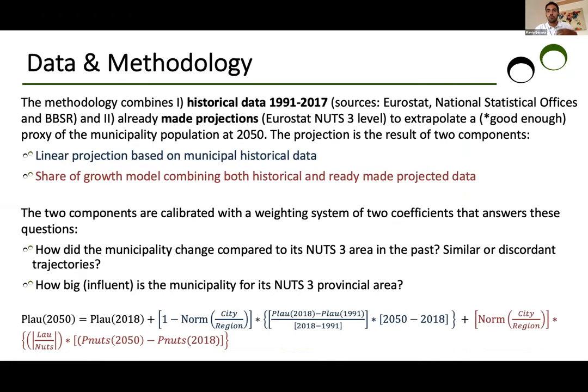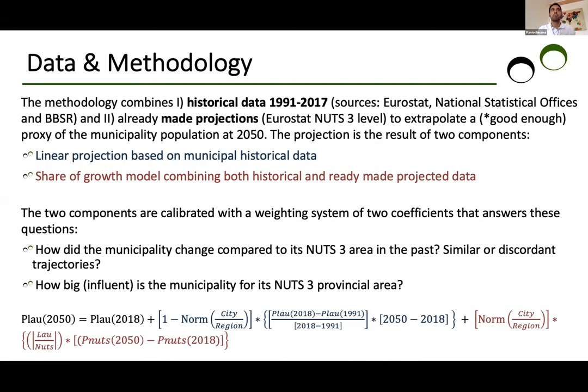So how to study the phenomenon? What I used for looking into shrinking cities is a combination of historical data with three different sources, mainly Eurostat and national statistical offices, and already made projections by Eurostat at NUTS-3 level. So it's a provincial area, provincial geographical units, to extrapolate a good enough proxy of the municipality population in 2050.